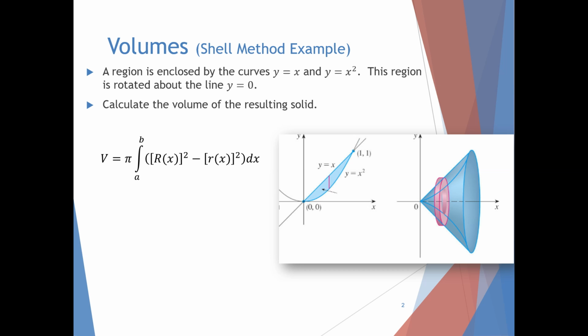Based on this formula, students have to come up with 4 variables to get their answer. They need to know what A is, what B is, what the big R function is, and the little r function. So let's start with the big R.